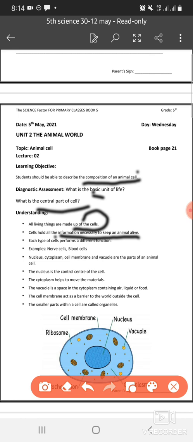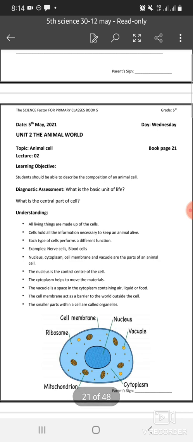Next, each type of cell performs a different function. Means there are different types of cells and their function depends upon their type. Means the brain cell will perform a specific function and the blood cell will perform a specific function according to their nature or type. The examples are nerve cells and blood cells.